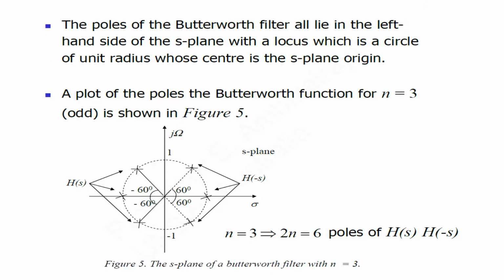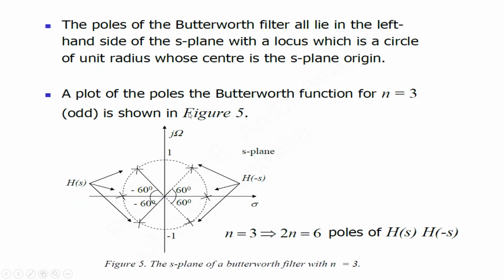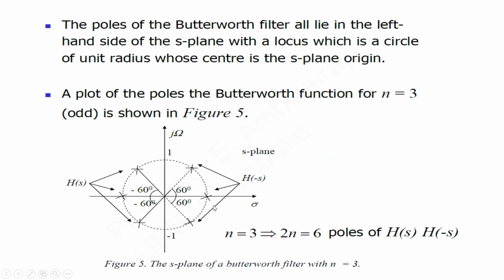All right. Now let's take the example with n equal to 3. The poles of the Butterworth filter all lie in the left hand side of the S-plane with a locus which is a circle of unit radius whose center is at the S-plane origin, as I have already explained. Now when n is equal to 3, what will it be? So these will be my poles. From here I will get my poles. These two poles are there, of course. One is at abscissa 1, which is this pole and this pole, and two other poles will be there.